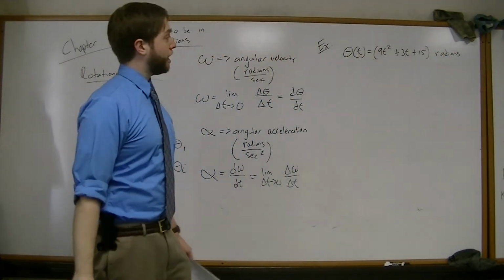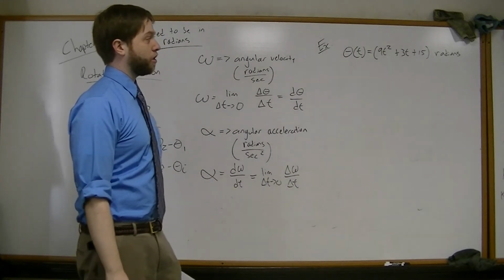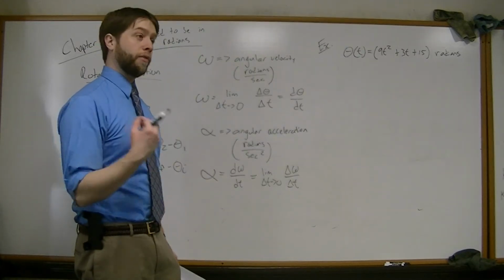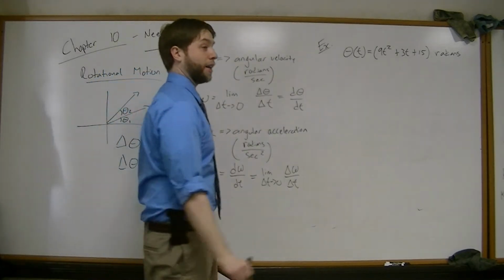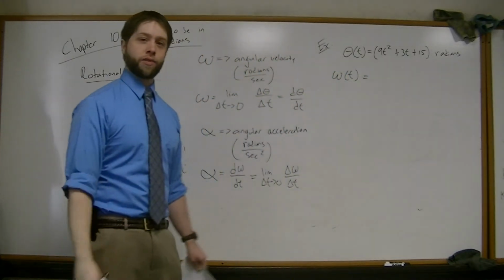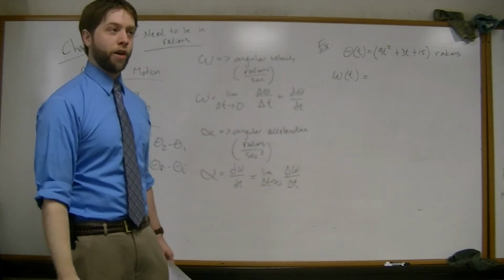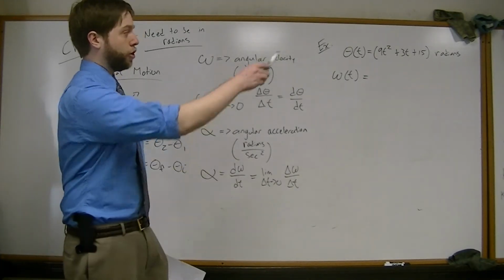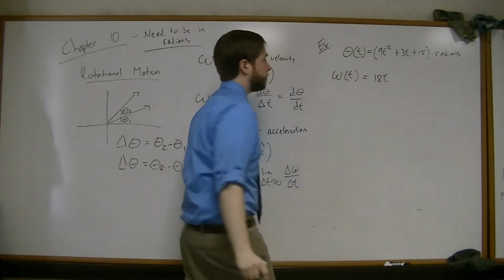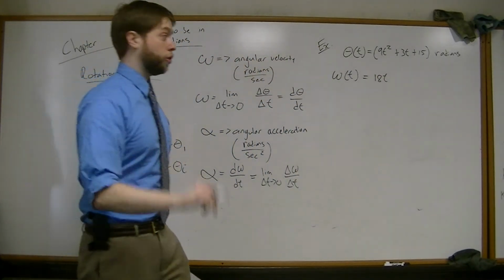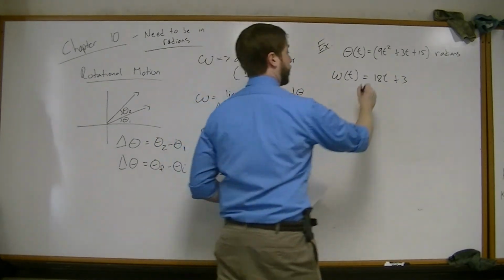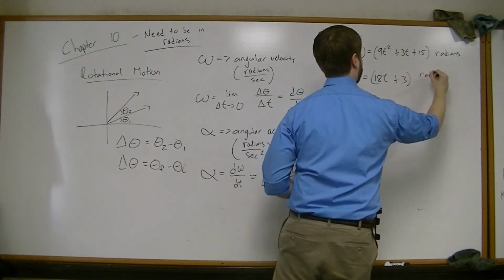So theta of t is equal to 9t squared plus 3t plus 15, and that's given in radians. To get the angular velocity, we need to take the time derivative of that. So omega of t is equal to, go through a little bit of practice of some calculus here, 9t squared is going to go to 18t. The 2 comes down in front, multiplied by the 9, so this is 18t. And then the 3t goes to 3. Plus 3. And again, this is given in radians per second.